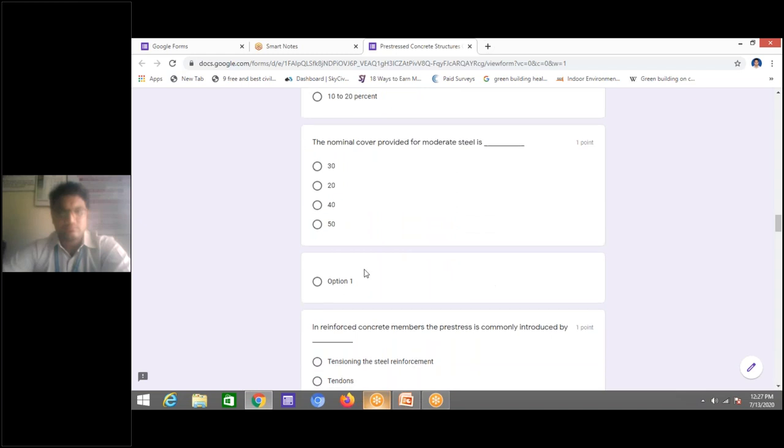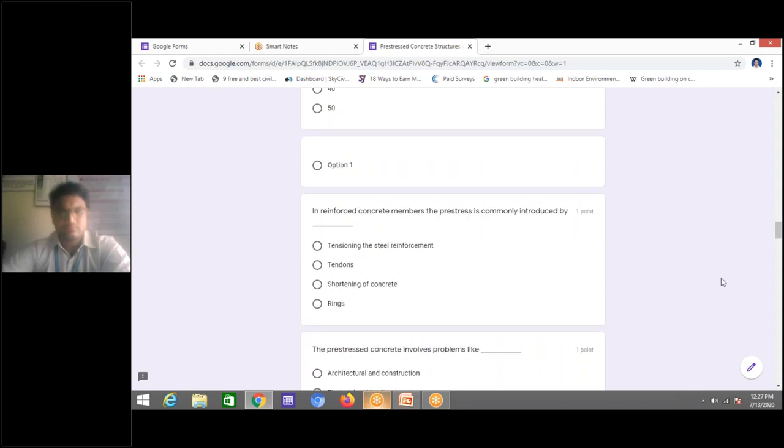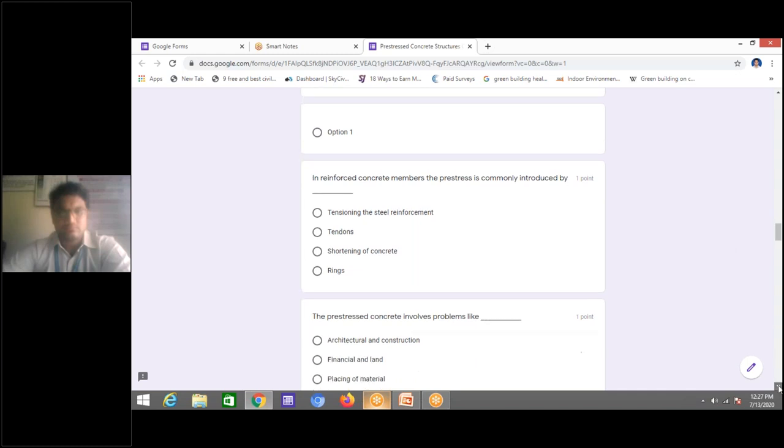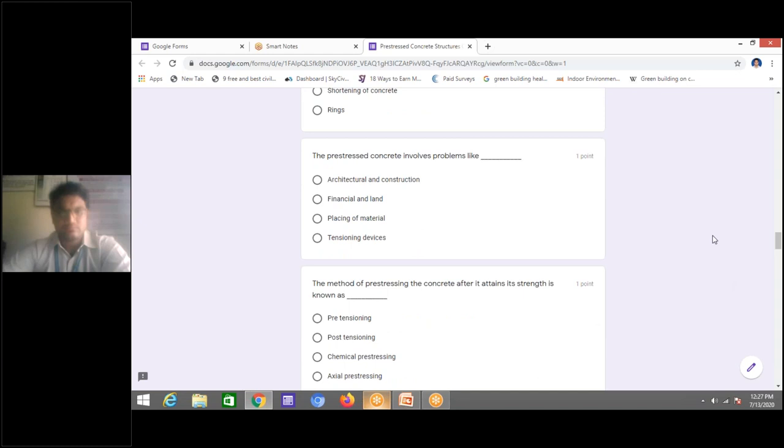I think there is another option, this option called. You can avoid that one. Okay. In reinforced concrete members, the pre-stress is commonly introduced by what? Tensioning the steel reinforcement, tendons, shortening of concrete, rings. The pre-stressed concrete involves problems like, for which kind of application we go for pre-stressed concrete or pre-stressing technology.